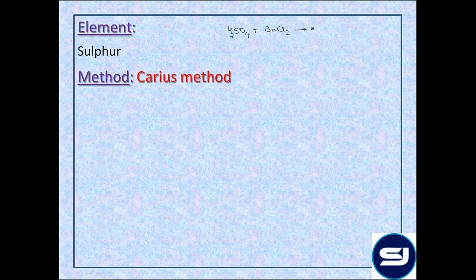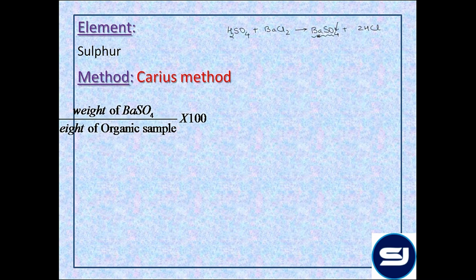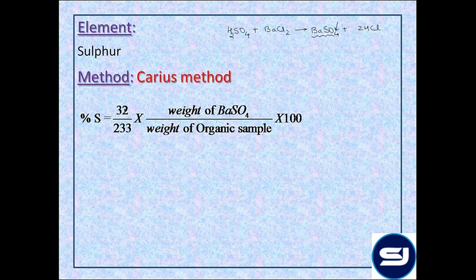So with the barium chloride, it forms a white precipitate of barium sulfate and twice of HCl. And as we know that barium sulfate precipitate is insoluble in any of the mineral acids, this precipitate could be washed, purified and then weighed, and as per the weight of barium sulfate we can determine the percentage of sulfur. So now the formula for percentage of sulfur would be the amount of sulfur present in barium sulfate into weight of barium sulfate upon weight of organic sample into 100.